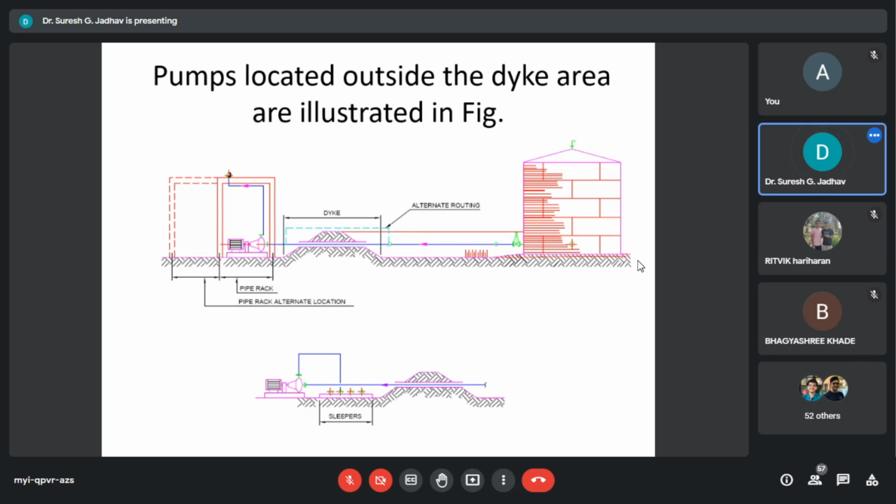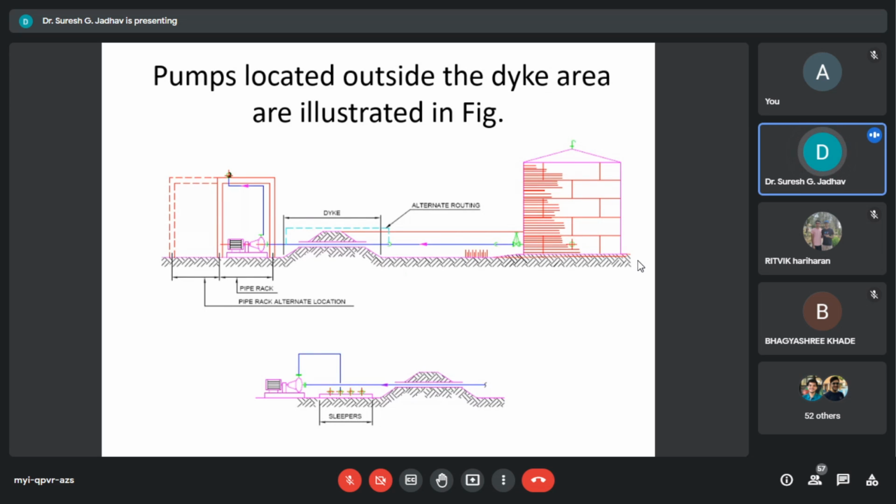Pumps located outside the dike area are illustrated in this sketch. So here you can see the tank outlets and the temperature routing there. Here we can consider the ground elevation so that outlet piping either penetrates the dike or passes over the dike, in case the minimum liquid level in the tank could cause cavitation in the pumps.